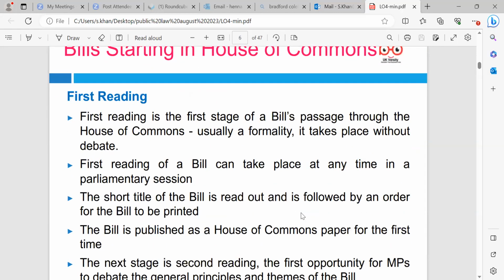So, a bill starting in the House of Commons. We're going through the stages now, okay? First reading is the first stage of a bill's passage through the House of Commons, usually a formality. It takes place without a debate.